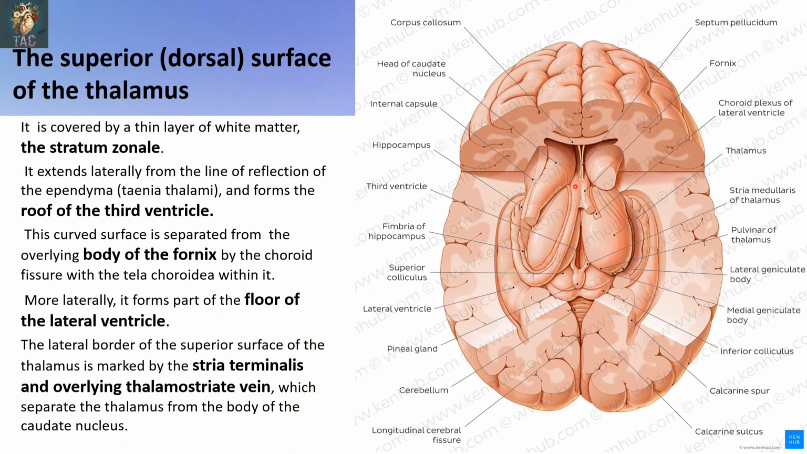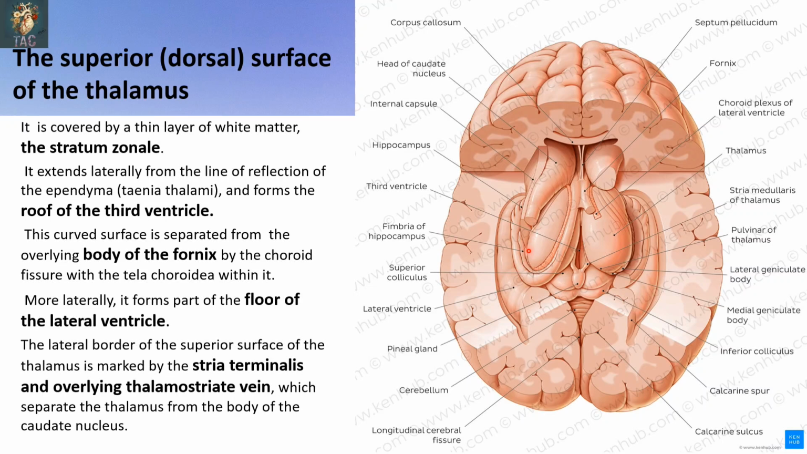This curved surface is separated from the body of the fornix. So you can see this is the body of the fornix which is present over here, and beneath the fornix, in the pink color, you can see the thalamostriate vein and tela choroidea which are present over here. So these thalamostriate vein and tela choroidea separate the superior surface of the thalamus from the body of the fornix. More laterally it forms the floor of the lateral ventricle.